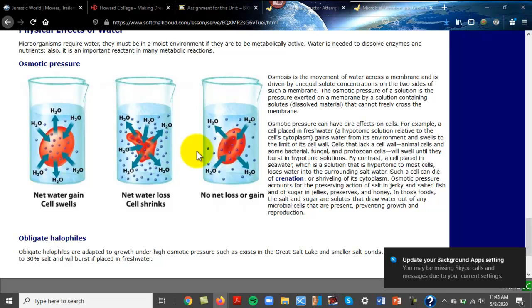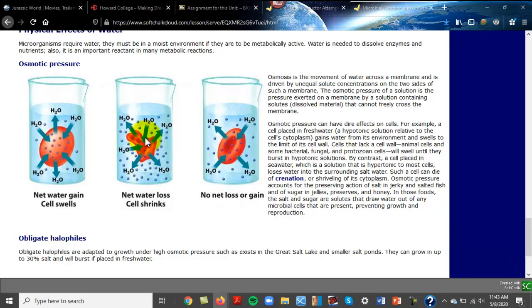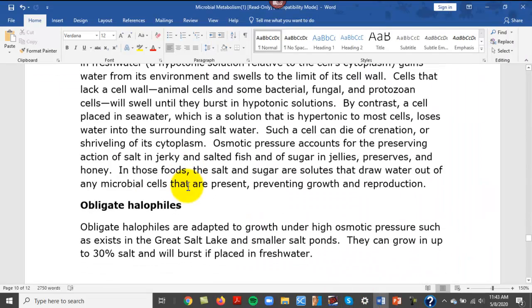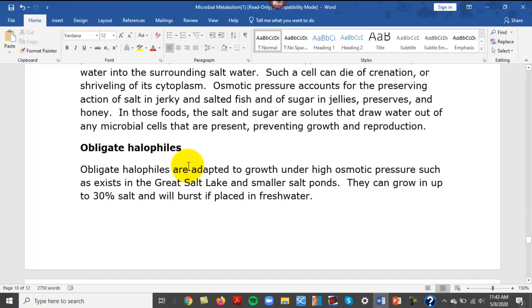So actually, the category, there are some called halophiles. They're obligate halophiles. That means they must grow in high osmotic pressure. Staphylococcus is like that. It grows really well in high salt environments.